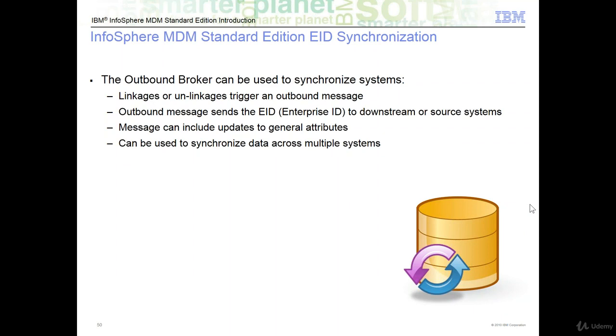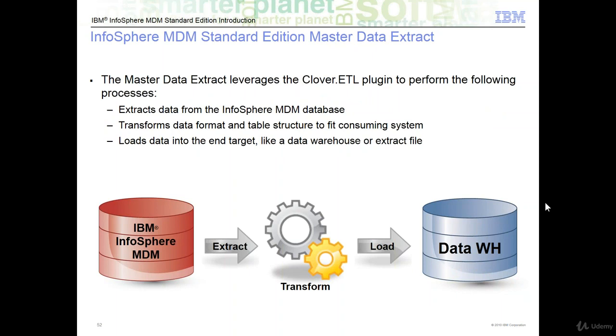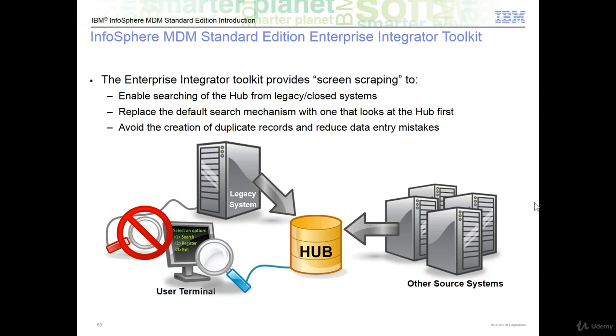Now for the Standard Edition master data extract, where you have the IBM InfoSphere, you extract, transform, then load the data in the warehouse. So it extracts the data, transforms it, and loads it into the end target. For the integrated tool, you enable searching of the hub from a closed system, replace the default search mechanism, and avoid creation of duplicate records.